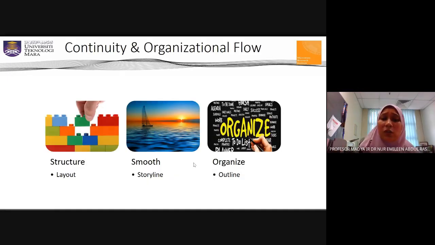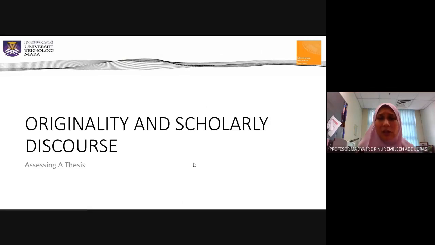Continuation and organization of the flow, mesti ada structure dia. So normally, student akan jumpa supervisor untuk table of contents dia punya. Storyline must be smooth and organized. Kita nak tengok benda tu. Okay.